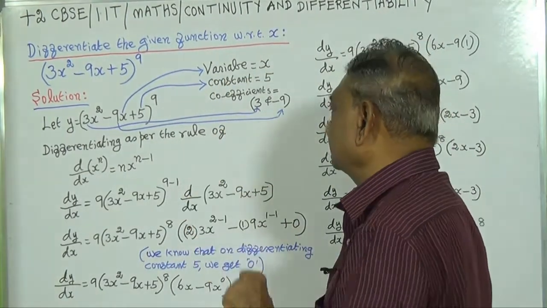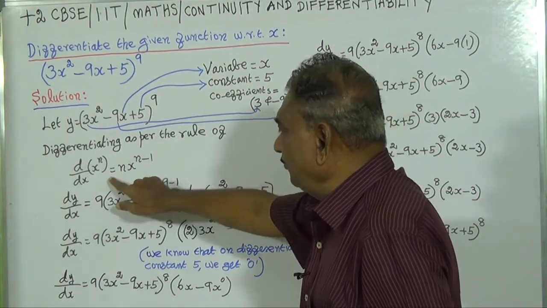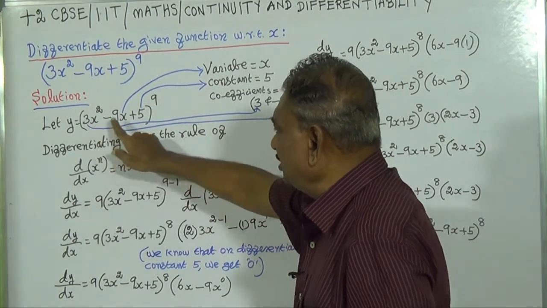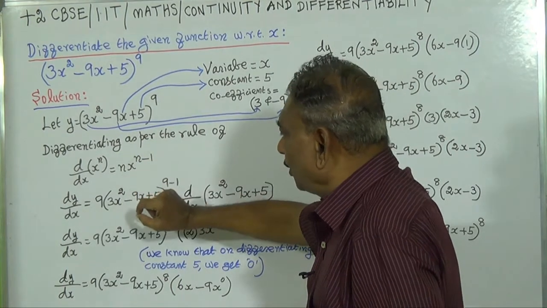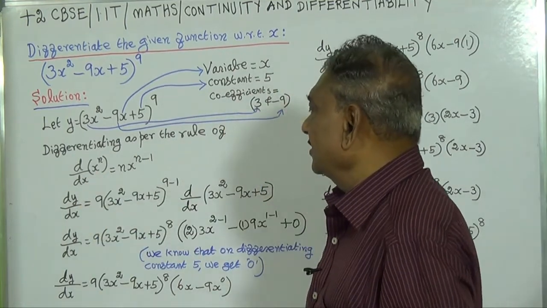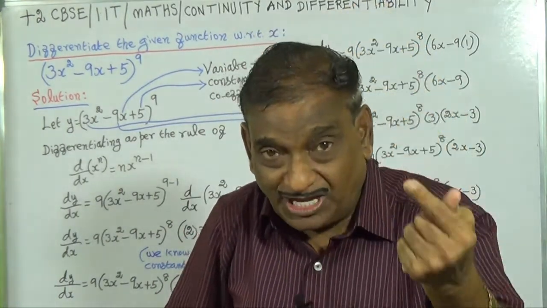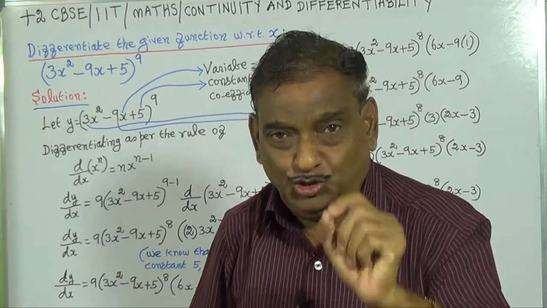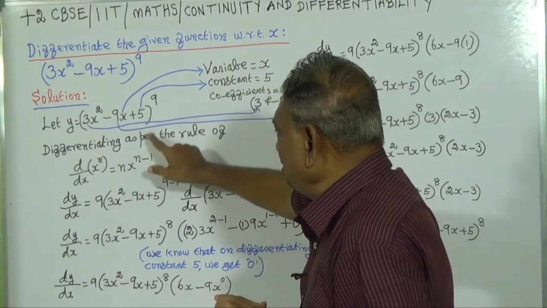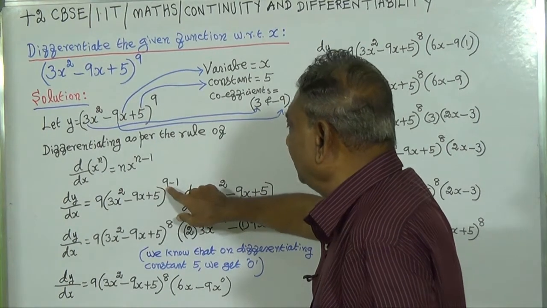Coming to the right side, the power is 9, that is the exponent is 9. As per this rule, this power should become as the coefficient of this expression. Therefore, we have to write this power in front of this expression. Then after writing the power as coefficient of the given expression, we should reduce 1 from the power, that is n minus 1. What is n? N is 9. We have to reduce 1, so that we will get 9 minus 1.